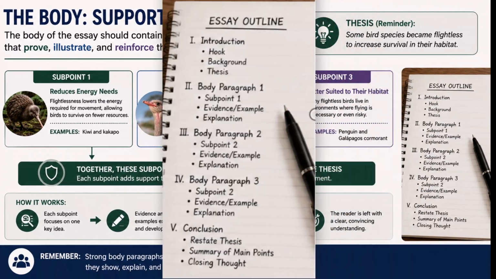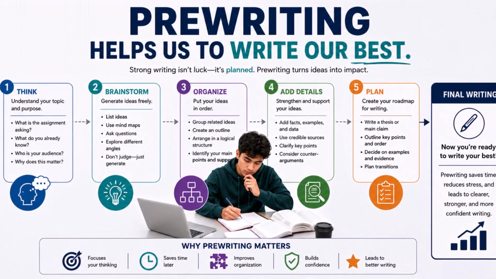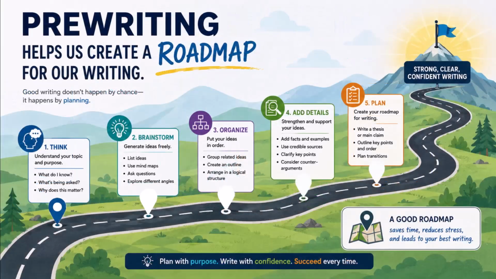Using this 1-3-1 formula, we've established a clear organization for our expository or explanatory essay about flightless birds. A pre-writing exercise like this one prepares us to write. It helps us develop a roadmap for our essay to ensure that each paragraph contributes to the overall thesis and that our ideas progress smoothly from one point to the next.